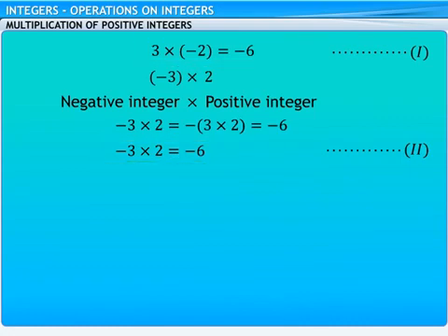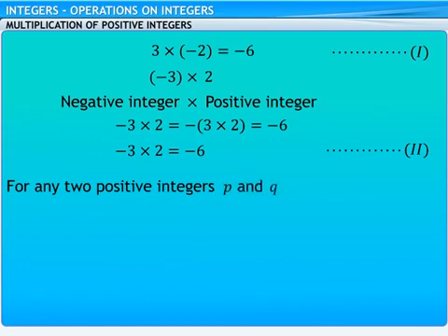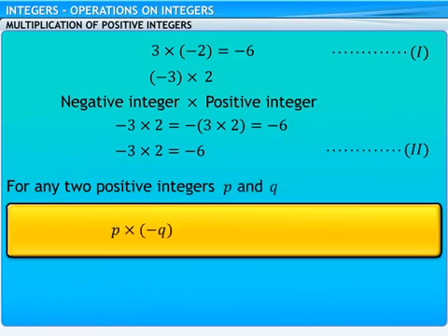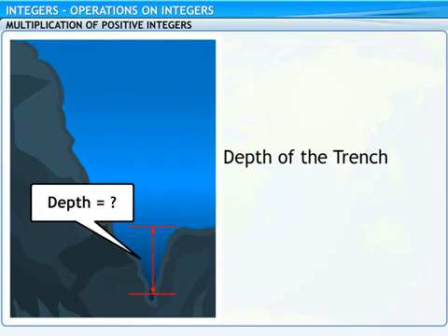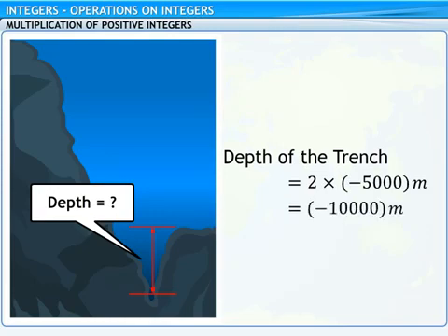So in general, for any two positive integers, p and q, p multiplied with minus q is equal to minus of p multiplied with q, which is equal to minus p multiplied with q. So, going back to the depth of the Mariana Trench, we multiply 2 by minus 5,000 meters, which gives us minus 10,000 meters.